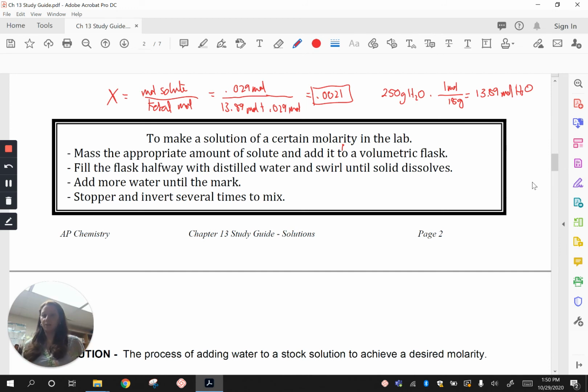In terms of the AP exam, this is what you want to say. You mass the appropriate amount of the solute and add it to the correct size volumetric flask. You probably have to mention what size in a specific problem. You fill it halfway with distilled water and swirl until the solute dissolves. Then you add more water until you reach the mark. You stopper and invert a few times so that it's all mixed.